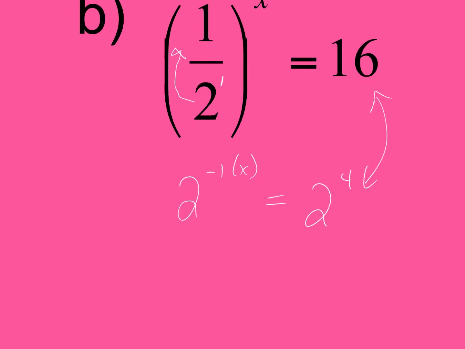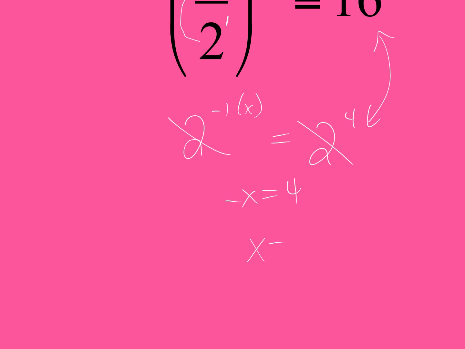Now that my bases are the same, I cross them off. So I have negative x equals 4. So what's my answer? X equals negative 4. Perfect.